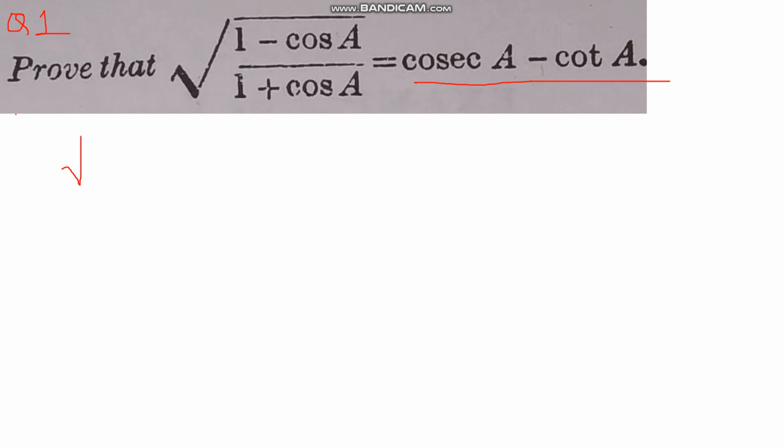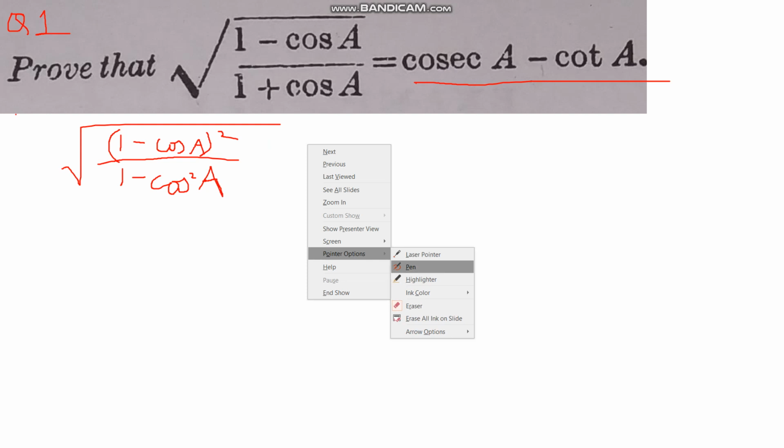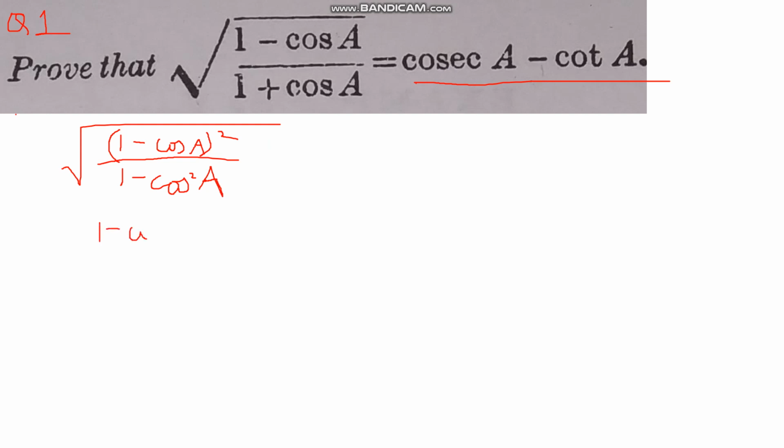Now first, this root will remain. I am multiplying and dividing this statement by 1 minus cos A. So this will come 1 minus cos A whole square, and 1 plus cos A times 1 minus cos A is 1 minus cos square A. The numerator part will come out as 1 minus cos A, and the denominator will remain root of 1 minus cos square A.